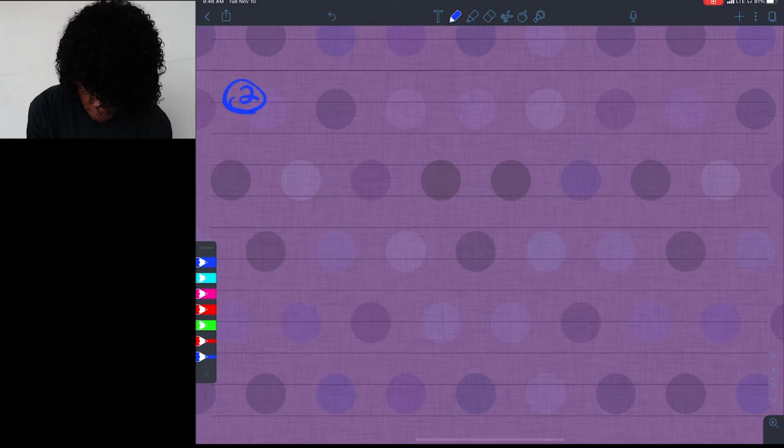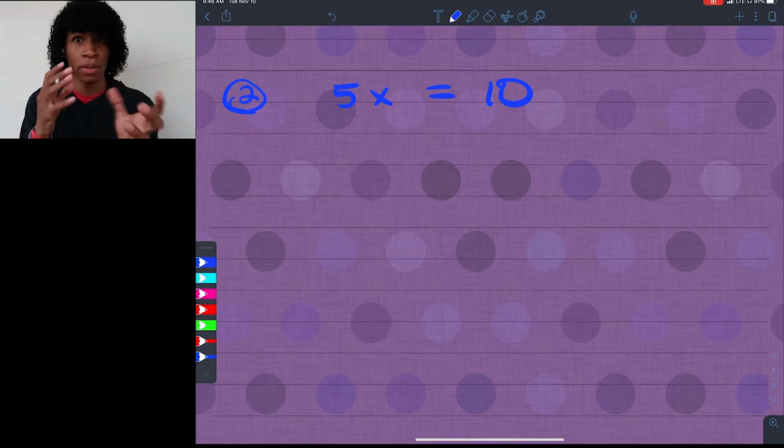Let's do 5x equals 10. Okay, 5 and x are being multiplied by each other.